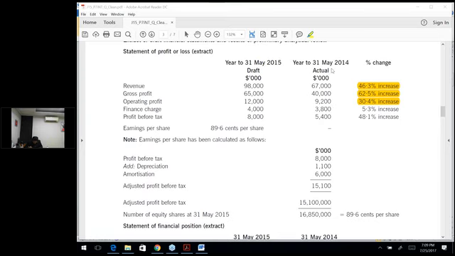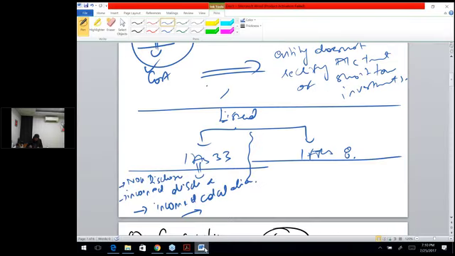Yeah, exactly. Now, let's just try to figure out what this indicates. You see, there is a 46.3% increase in revenue. There is a 62.5% increase in the gross profit and a 30.4% increase in the operating profit. Now, what does this indicate? Let's just try to actually figure out.